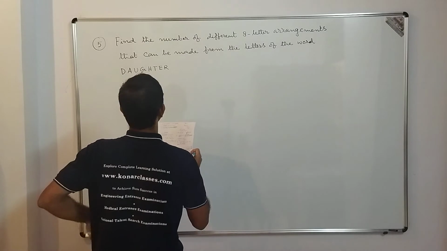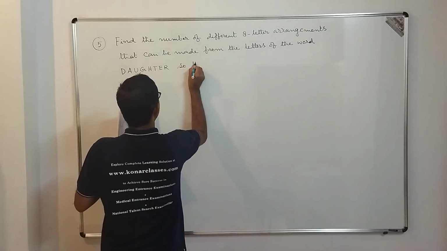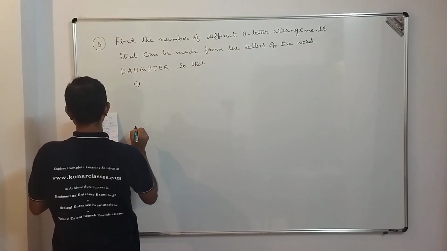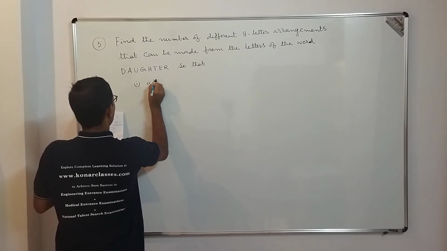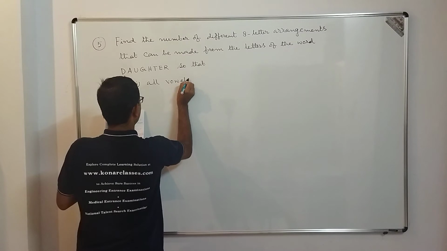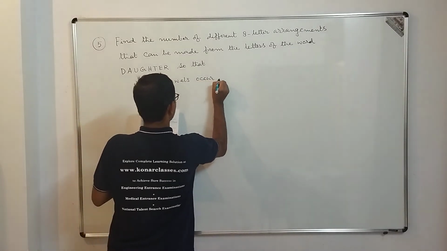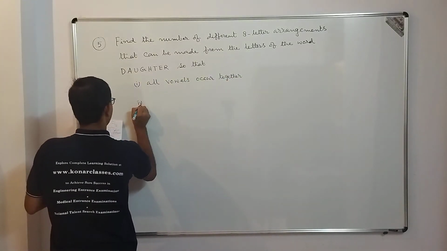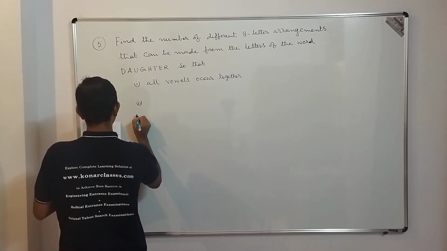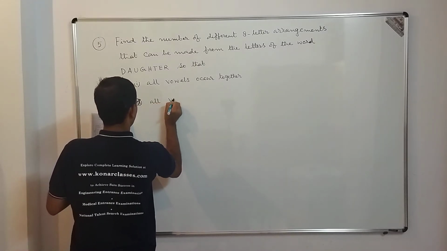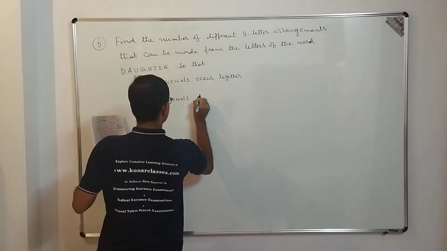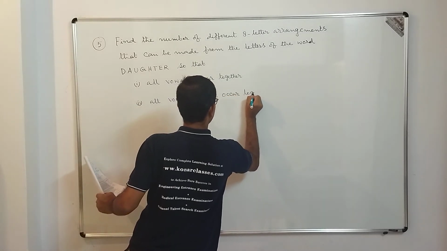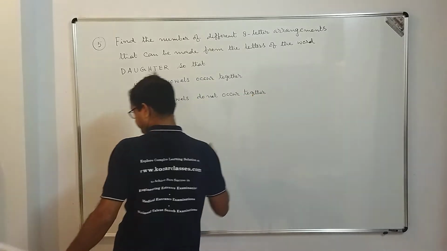Number one, all vowels occur together, and the second one is that all vowels do not occur together.